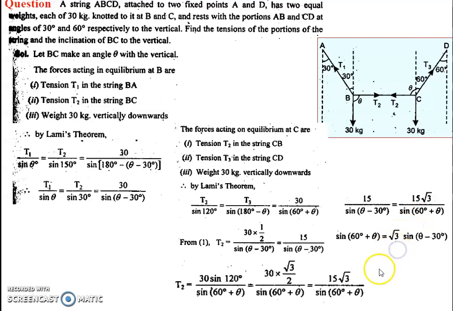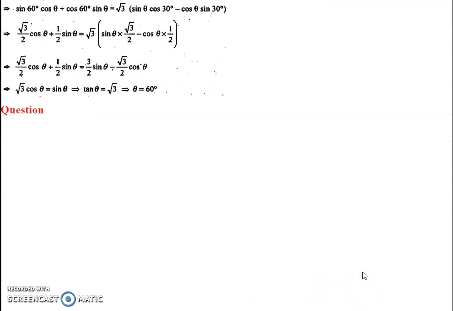On simplifying, we got T2 from here and T2 from here, both are equal. So that's why we write in this way, and we got 15 root 3 by sine of 60 plus 30 degree. On multiplying to the left side and simplifying it, ultimately we got tan theta is equal to 1 by root 3, and theta is equal to 60 degree.